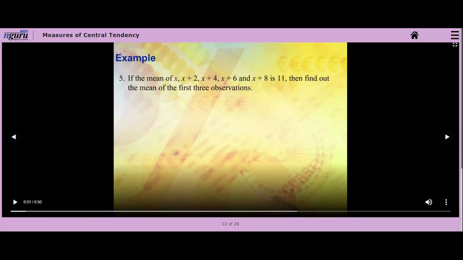What are the first three numbers? 7, 9, 11. Total: 7 plus 9 plus 11 is 27. Divided by 3 is 9. So the answer is 9.